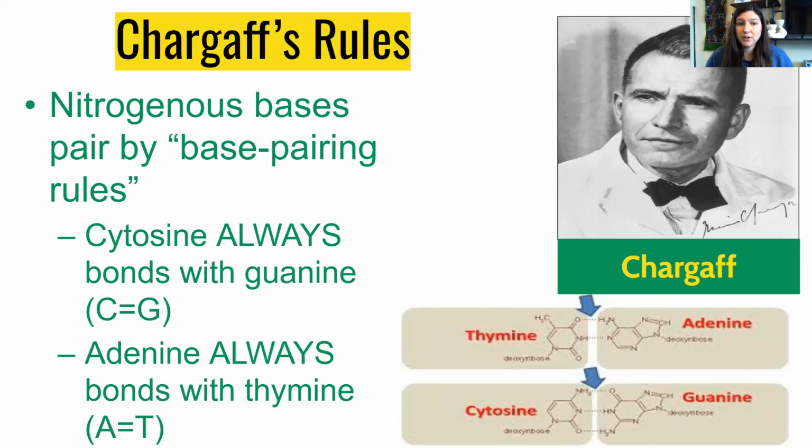And so what he figured out was that C always bonds with G and A always bonds with T in DNA, and that's going to come into play later. But I need to make sure that you copy this down, because you need to know the base pairing rule is C equals G and A equals T. And so this was Chargaff's contribution to DNA.